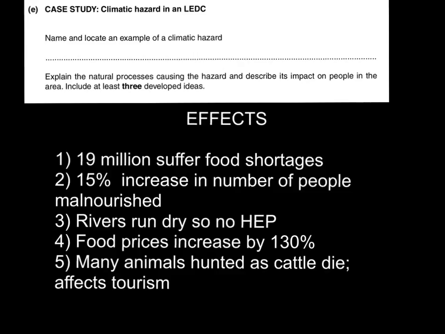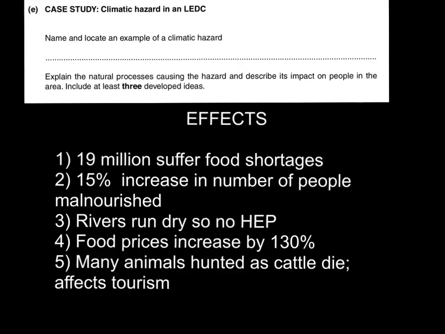So during this drought, there's a 15% increase in the number of people who are malnourished. Now, unfortunately, very often, that's women, children, babies. The consequence of that is a massive increase in infant and child mortality, and it's often the weakest who will be the worst affected. There's also wider impacts. Okay, so for example, Kenya gets much of its electricity from hydroelectric power, HEP. When the rivers run dry, there's no electricity, so many towns go without electricity.